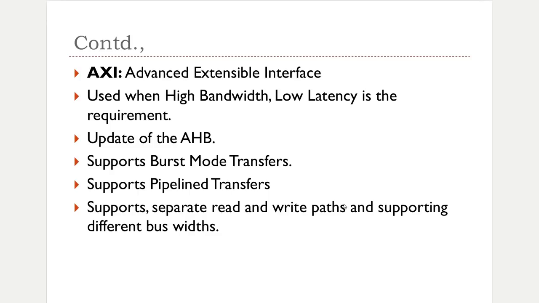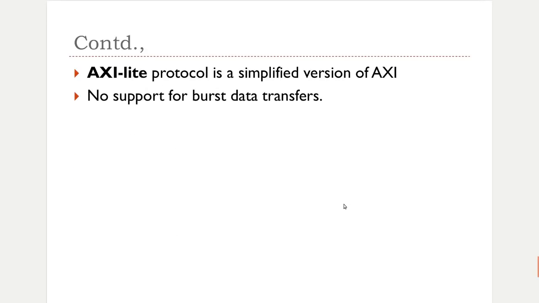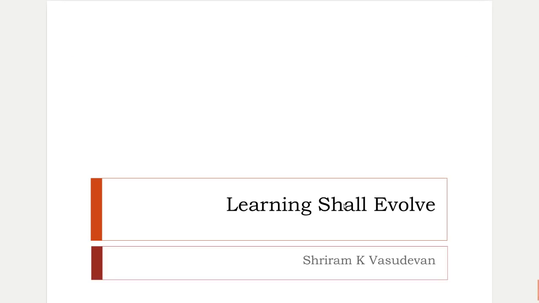And now AXI. What is AXI? AXI is nothing but the advanced extensible interface. Whenever there is a high bandwidth requirement but with very low latency, we need to go for AXI. This is an update of AHB, supports burst mode transfers, supports pipeline transfers, supports separate read and write paths, which is an ultimate feature of this, and supporting different bus widths is also possible here. And finally, AXI Lite. What is AXI Lite? It is a simplified version of AXI, and no support for burst data transfers is available here.